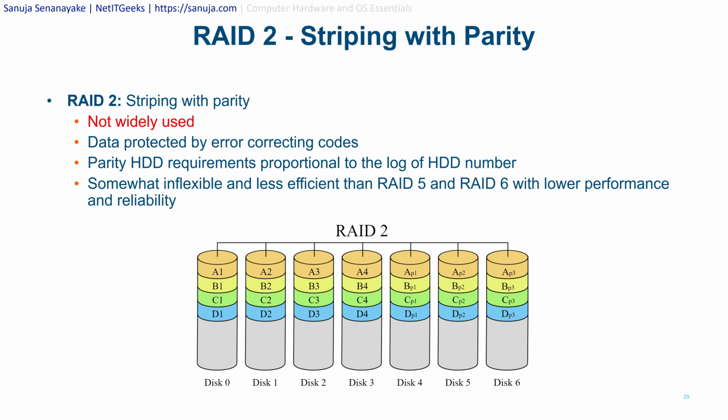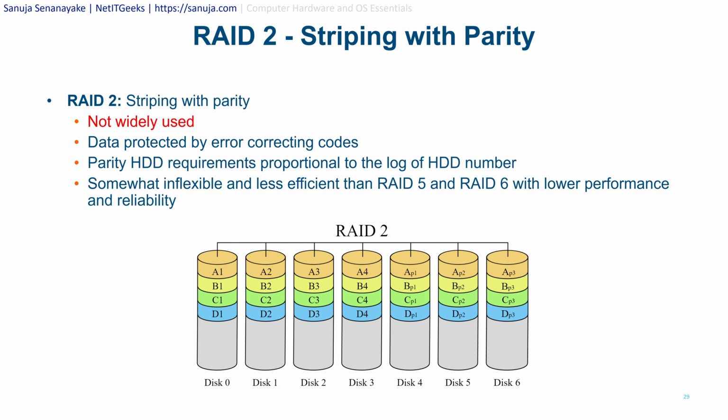The parity hard drive requirement is proportional to the log of the hard drive number, and it is somewhat inflexible and less efficient than RAID 5 and RAID 6, with lower performance and reliability. So we will discuss RAID 5 and RAID 6 in the next few slides.